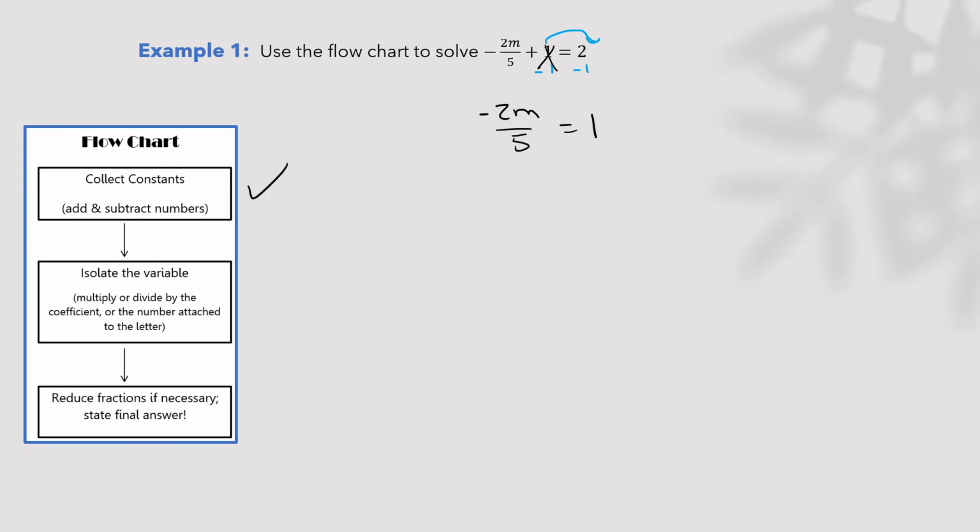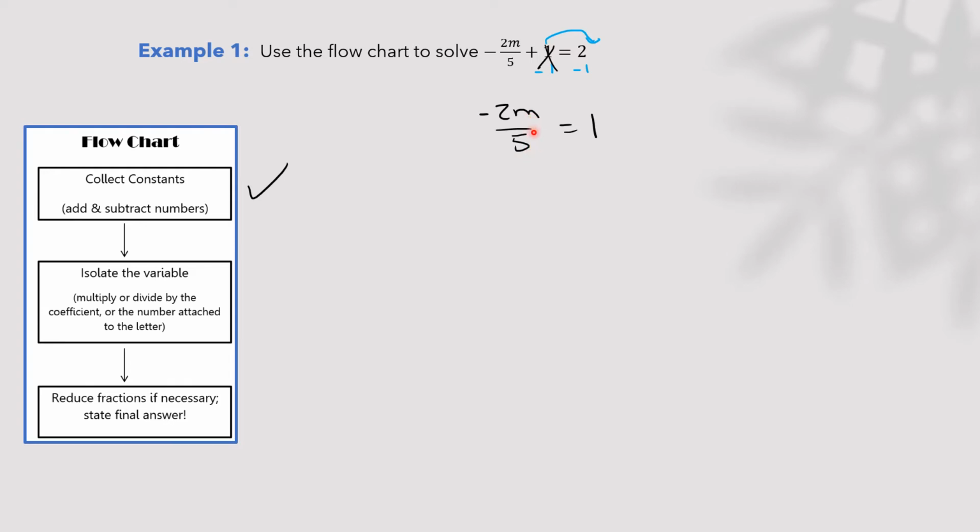Step 2 says isolate the variable, and I isolate the variable, which is m, by multiplying or dividing by the coefficient, and the coefficient is the number attached to the letter. So this -2 and this 5 are attached to m with multiplication and division. So I have to isolate m. I'm going to do it one step at a time. I'm first going to get rid of the denominator of a 5.